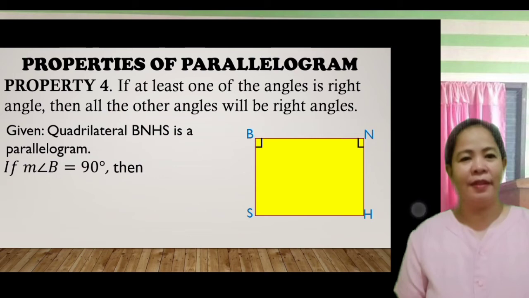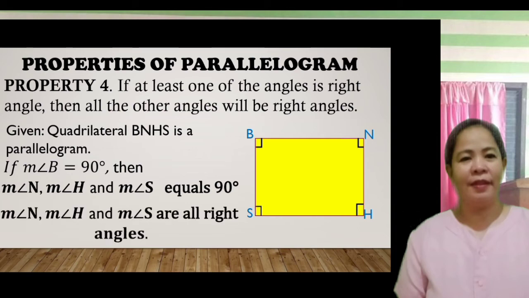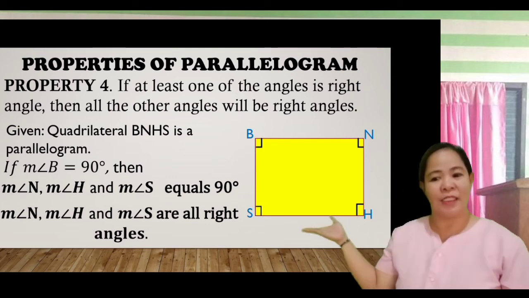angle N, angle H, and angle S are also equal to 90 degrees. Okay, so the measure of angle N, the measure of angle H, and the measure of angle S are all right angles.